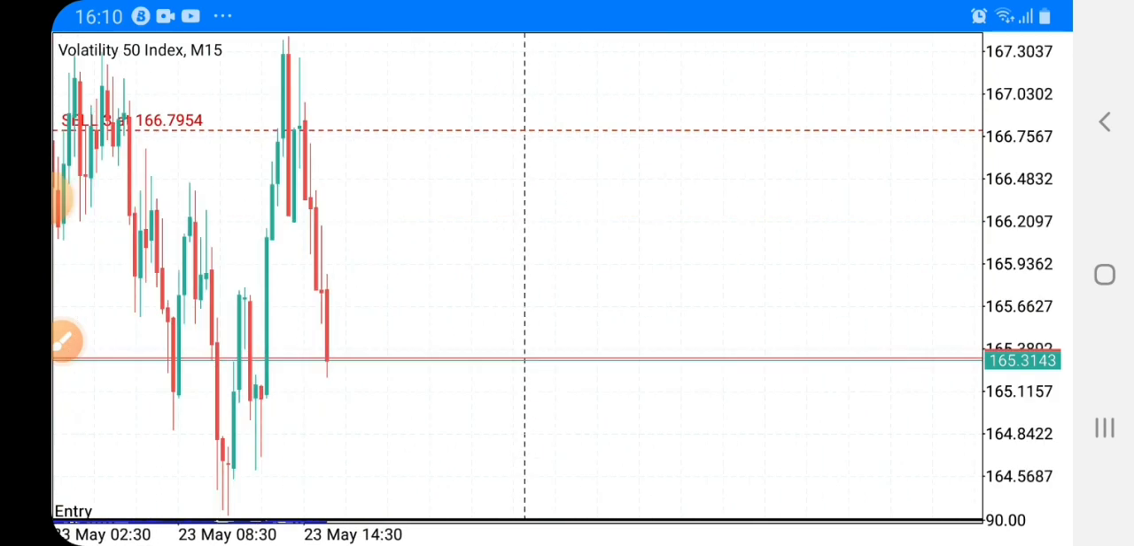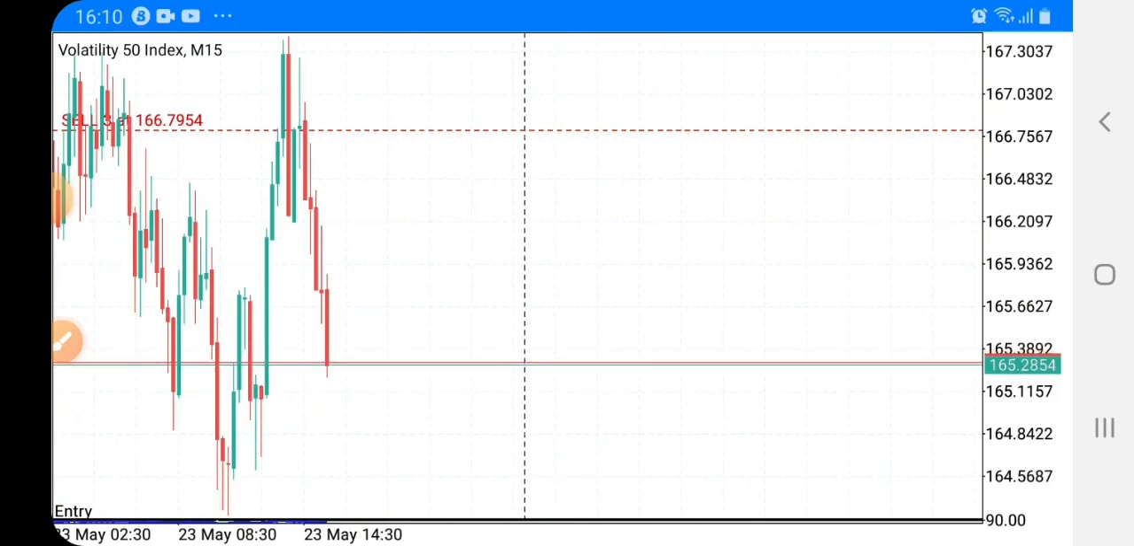So I hope this is helpful. I hope you are going to increase your profit and improve your trading by applying this stacking method. And I'll see you guys in the next one.